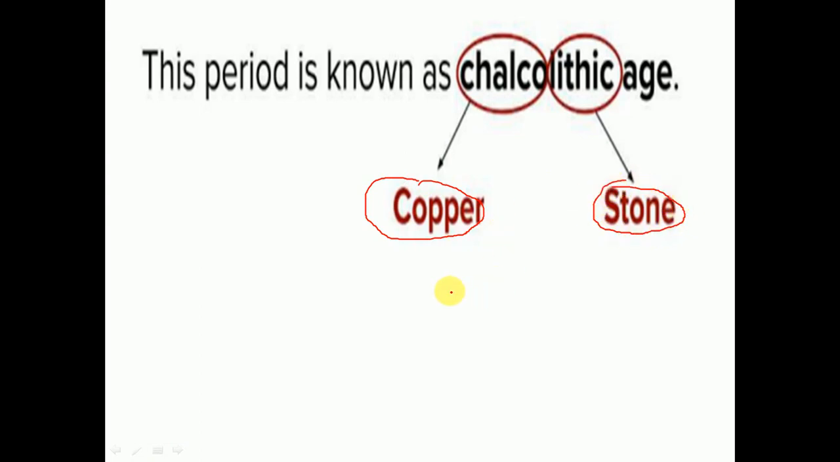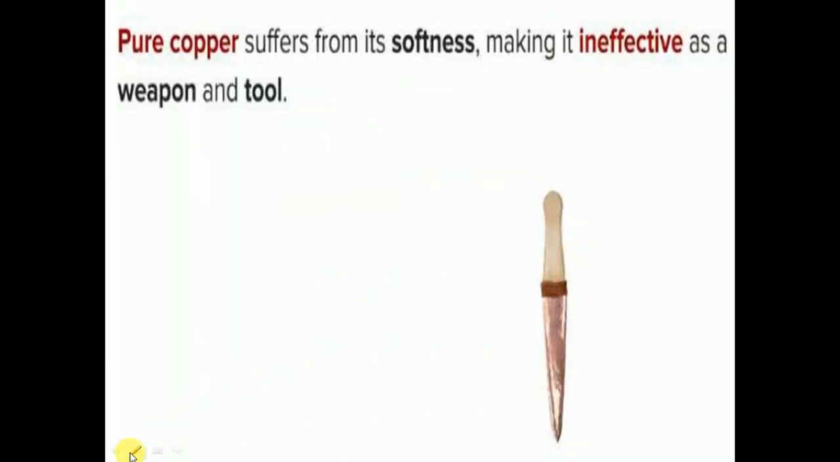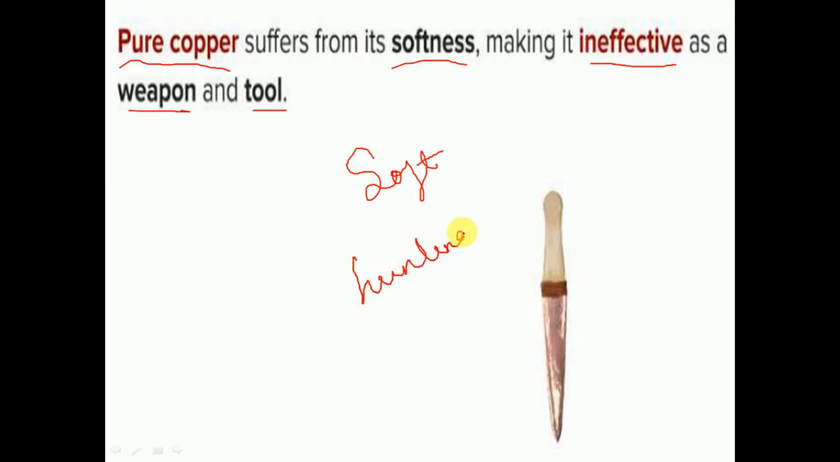It means they were making their weapons with the help of copper and stones, but they were also not successful. They saw that pure copper is soft too, and it is ineffective for use as a weapon tool, right? It was soft. It can be used, but it's not that effective that it can be used for hunting and any other process which they practiced.